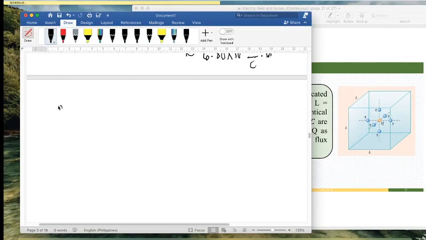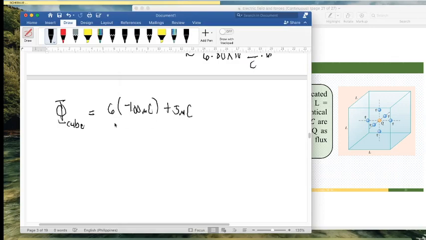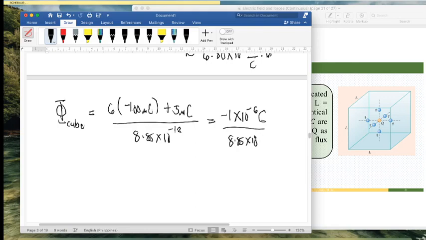So the total electric flux through a cube is equal to, add all of them. So we have 1, 2, 3, 4, 5, 6. So natay 6 kabuok nga negative 1 microcoulomb. Then what is the amount of Q? That is 5 microcoulomb. Then divide both sides by 8.85 times 10 to the negative 12. Di ba? So we have here 6 times negative 1 microcoulomb is negative 6 plus 5. We have negative 1 times 10 to the negative 6 coulomb divided by 8.85 times 10 to the negative 12.